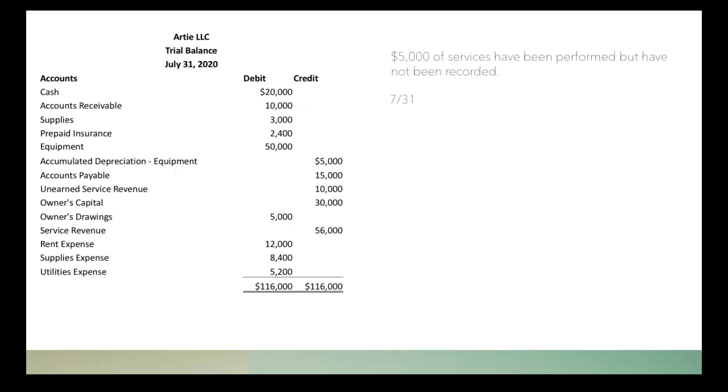So if you performed services but haven't been paid yet, that entry is going to include a debit to accounts receivable, right? Because we need to show that our customers owe us $5,000 more. And then we want to record the revenue itself because we've done this work, right? We've performed these services, so we need to show that we've earned our revenues. And how much? It's just the $5,000, because we were told that there were $5,000 of services that we performed that we needed to record here at the end of the month.